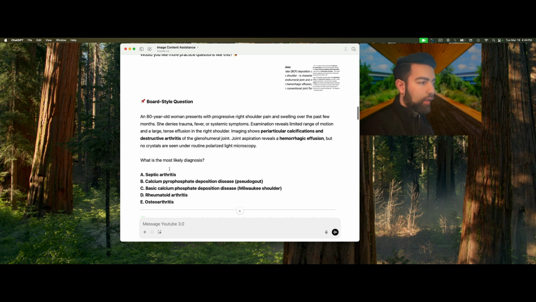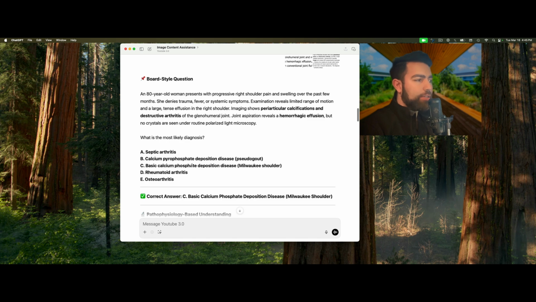So the first option is septic arthritis, then is the CPPD, and then it's the basic calcium phosphate deposition disease or Milwaukee shoulder, then rheumatoid arthritis, and the last option is osteoarthritis. Go ahead and pause the video right here, pick your answer, and then we're going to go through each one together.